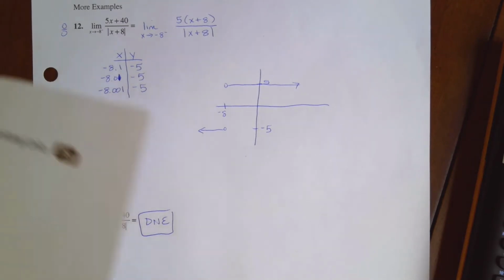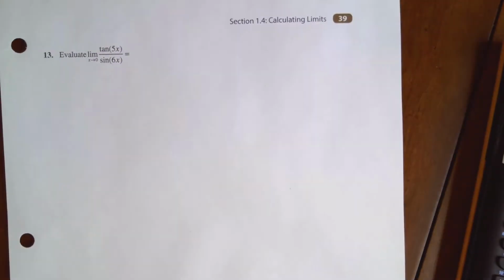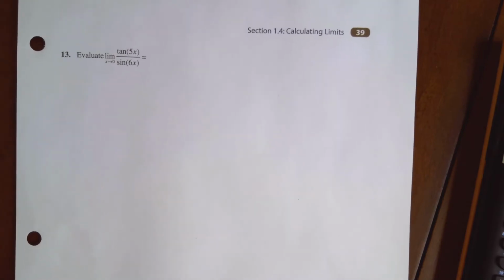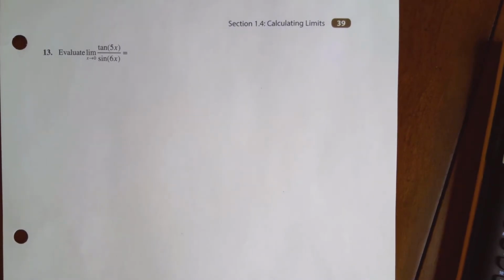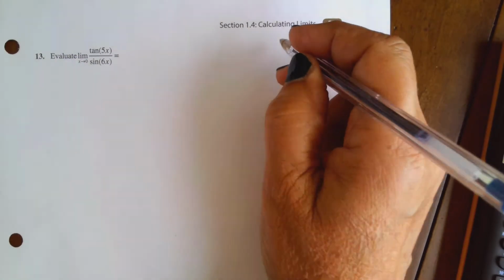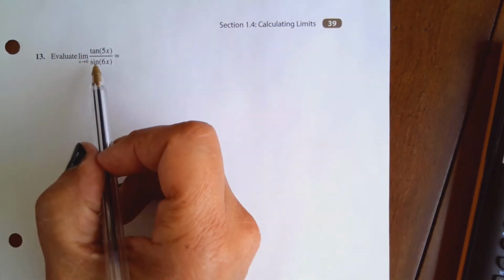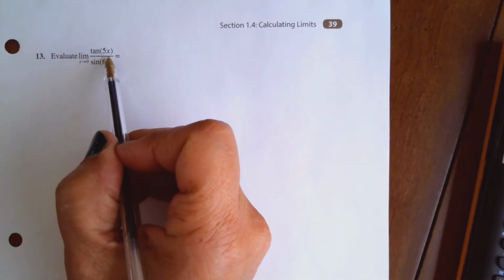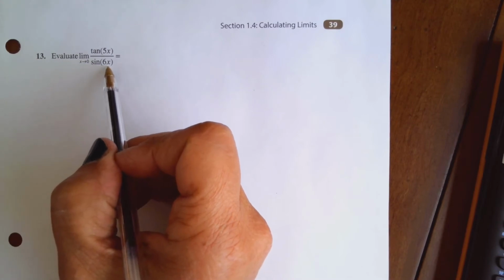This would be another one of these problems where I would say you're going to use your calculator and either do the table or a graph of some sort. Okay? All right. Remember the first rule of thumb, plug it in. So this is a trig function. Okay? So I just want to remind you what we're doing with the trig function. So we've got the tangent of 5 times x over the sine of 6 times x.